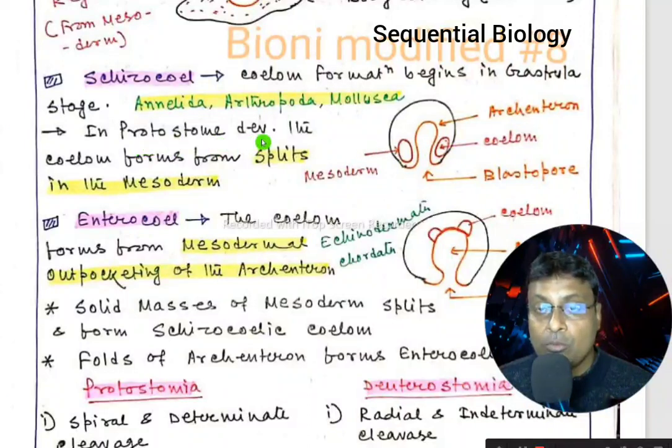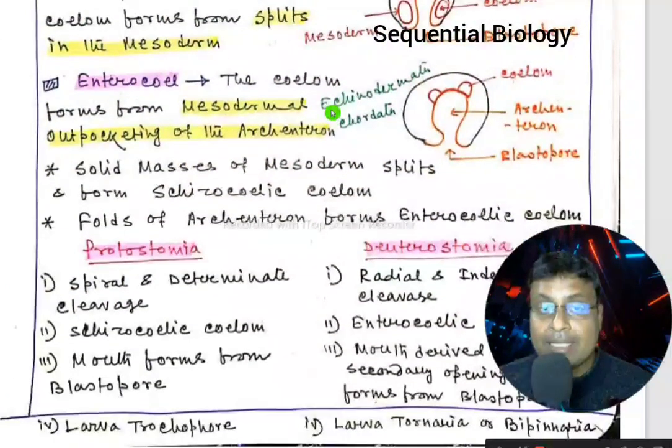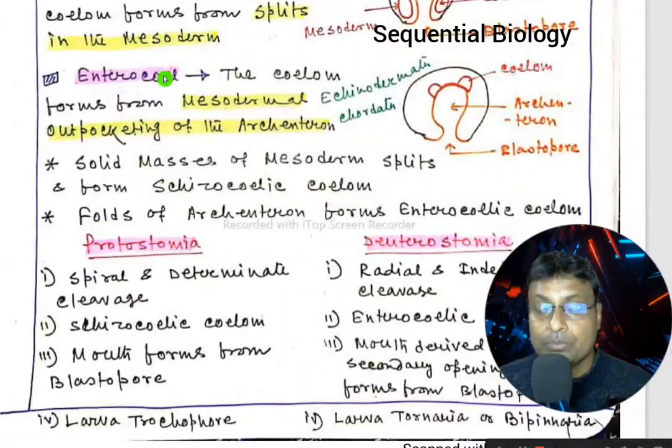The coelom developed due to a split in the mesoderm is called schizocoelic coelom. This type of development can be seen in phylum Annelida, phylum Arthropoda, and Mollusca. So they are schizocoelic organisms. And the next type is enterocoelic coelom.